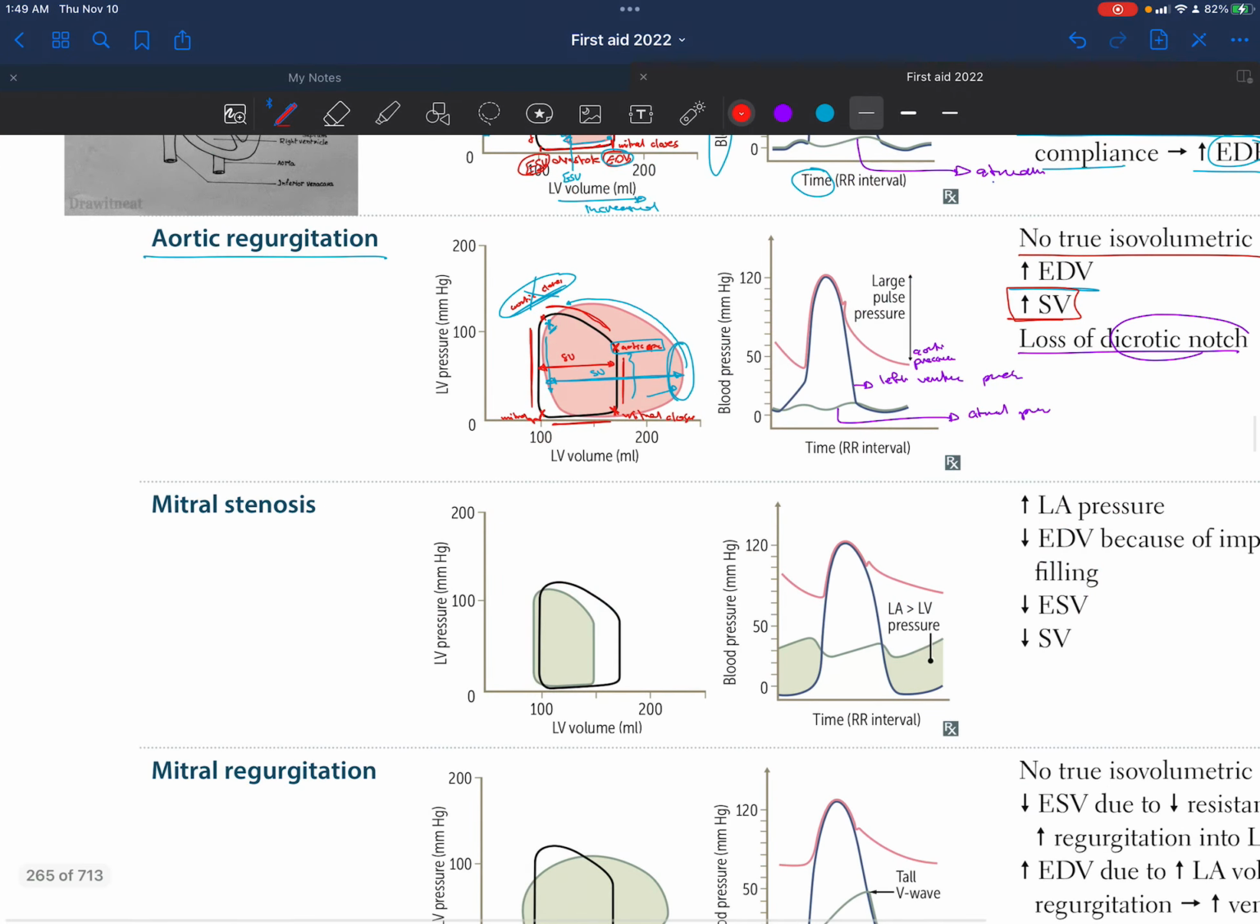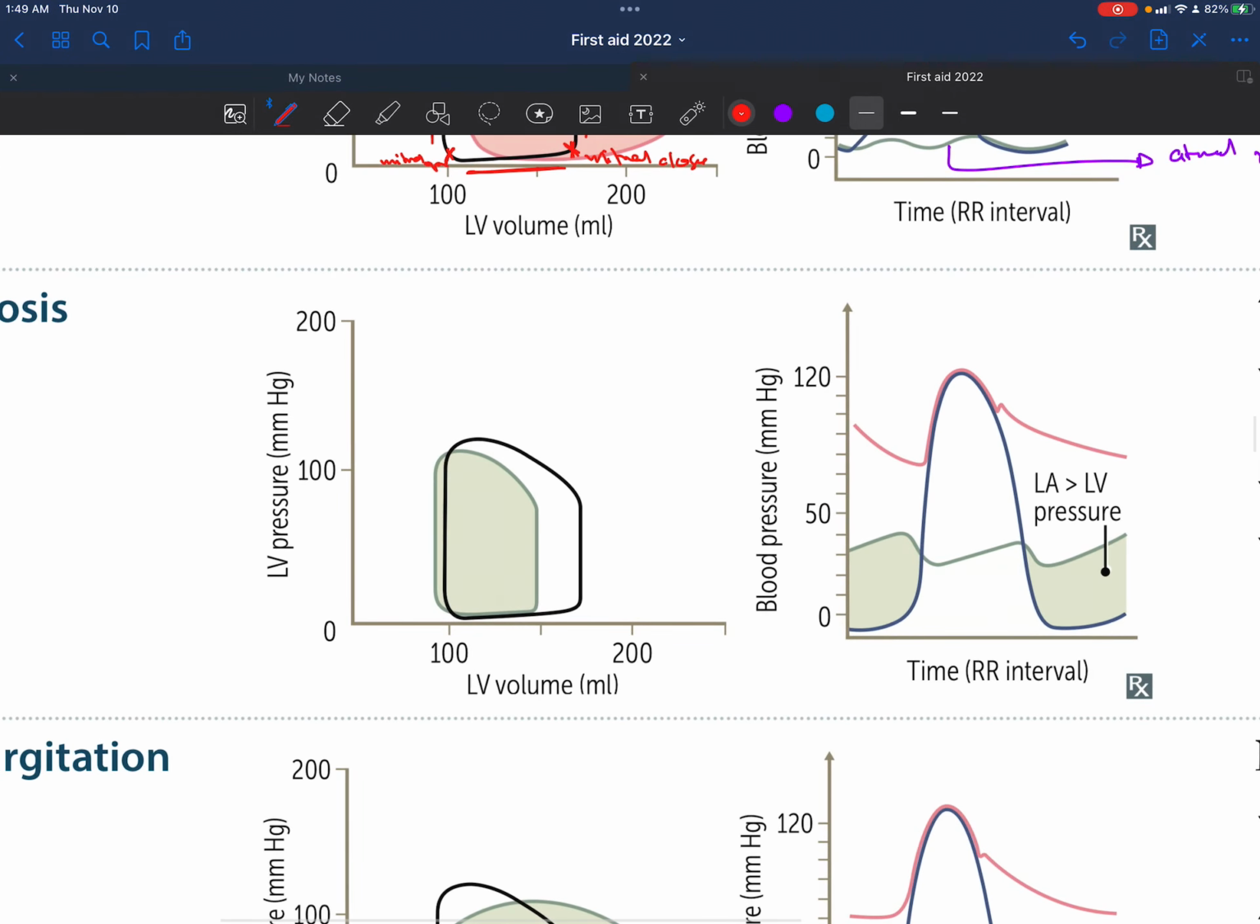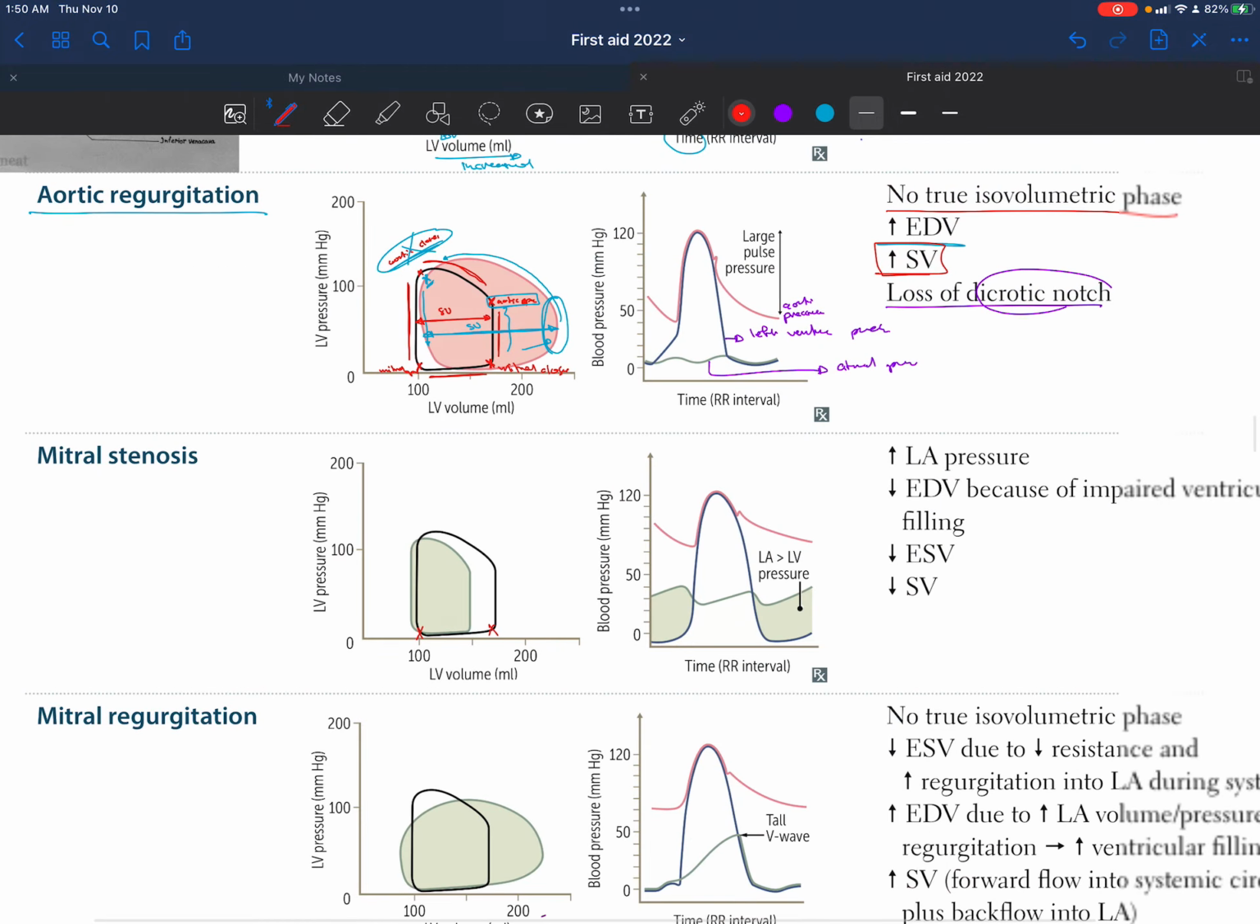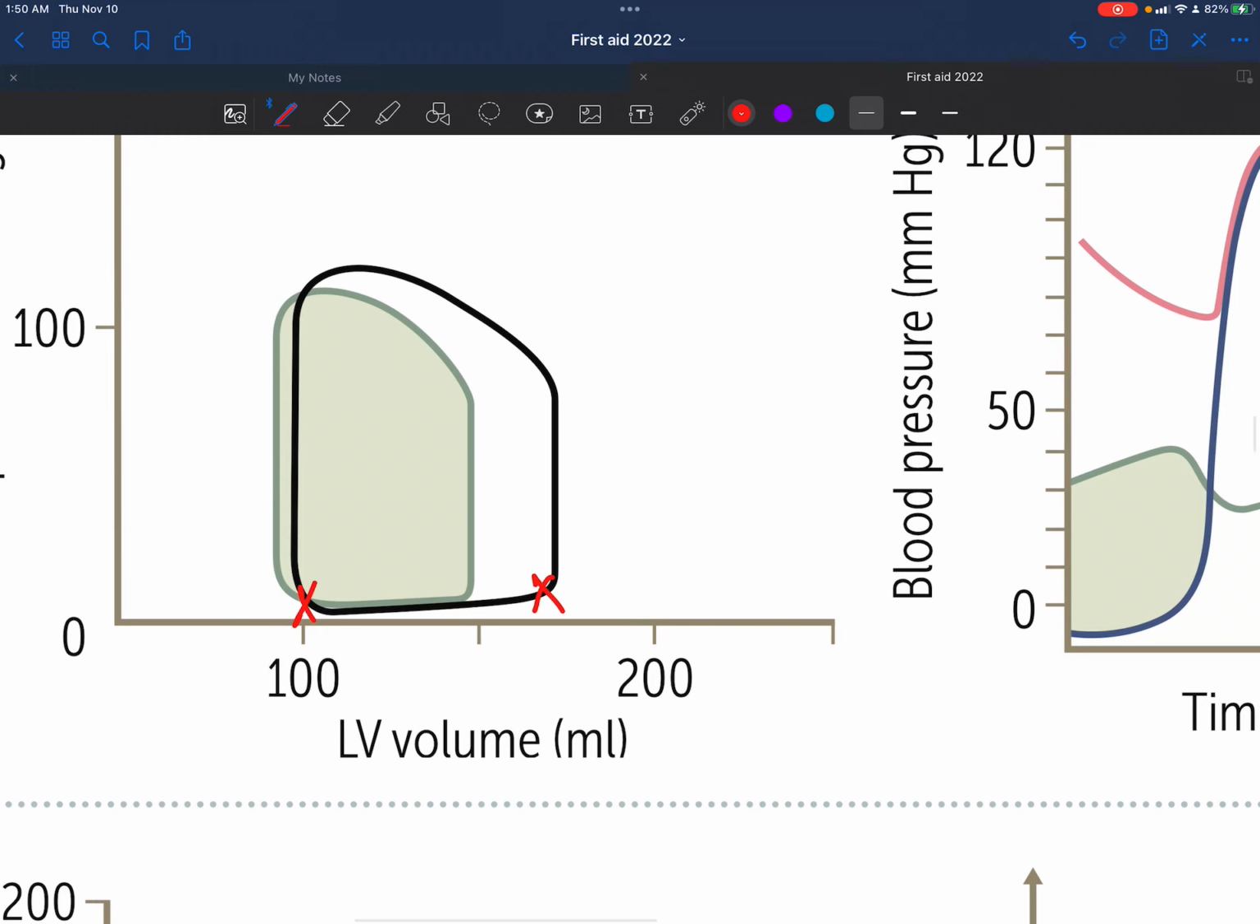So what happens over here is that we know what we're supposed to have over here. These are the normal things that we talked about. This is the normal, the black is the normal, and what I'm drawing in red is the diastole. Okay, there is isovolumetric contraction.